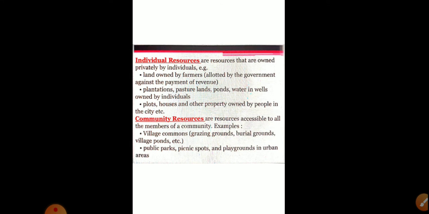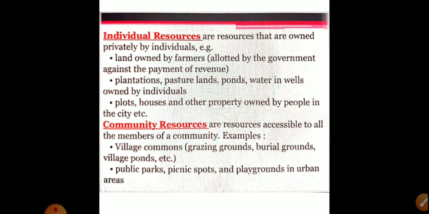Now, first of all, we will talk about individual resources. What do you mean by individual resources? Individual resources are owned privately by individuals. Many farmers own land which is allotted to them by the government against the payment of revenue. In villages, there are people with land ownership, but there are many who are landless. Urban people own their plots. You also, I am talking about you.